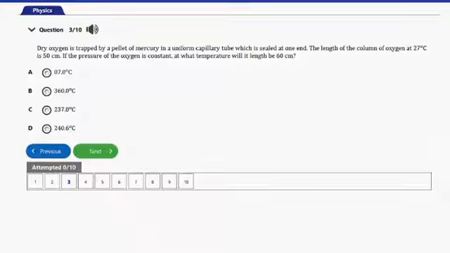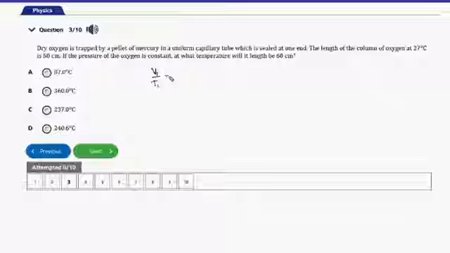So guys, the question here says, dry oxygen is trapped by a pellet of mercury in a uniform capillary tube which is sealed at one end. The length of the column of oxygen at 27 degrees Celsius is 50 cm. If the pressure of the oxygen is constant, at what temperature will its length be 60 cm? So guys, if we want to solve this out together, we're going to use the formula V1 over T1 is equal to V2 over T2.